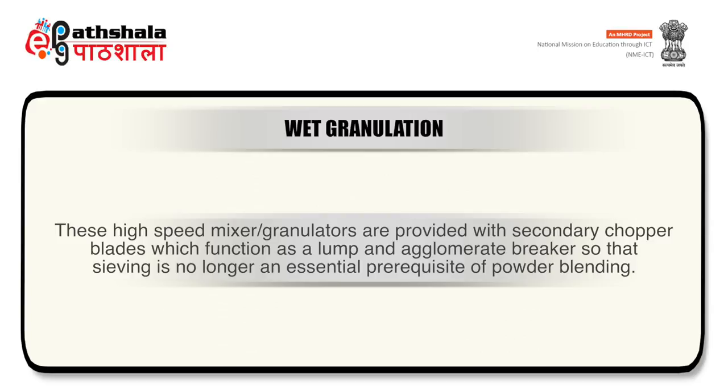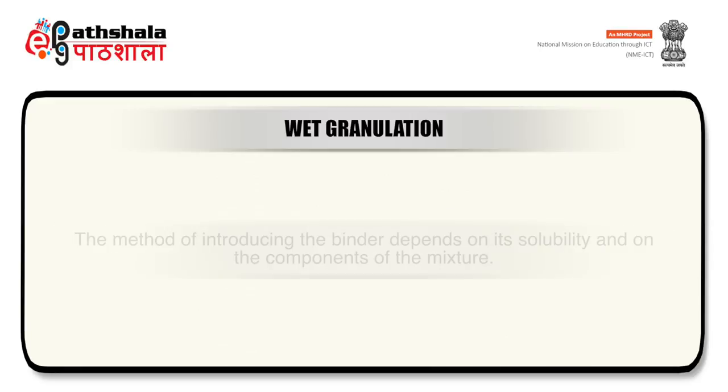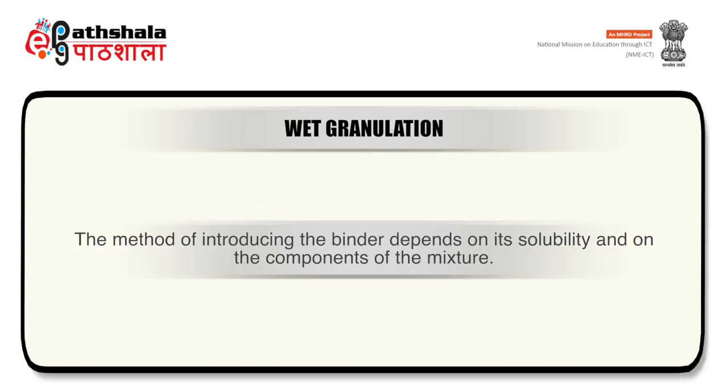These high-speed mixers or granulators are provided with secondary chopper blades which function as a lump and agglomerate breaker, so that sieving is no longer an essential prerequisite for powder mixing. The method of introducing the binder depends on its solubility and on the components of the mixture.